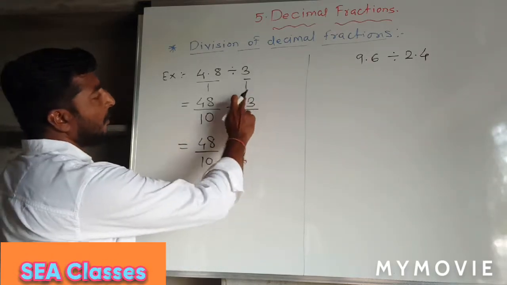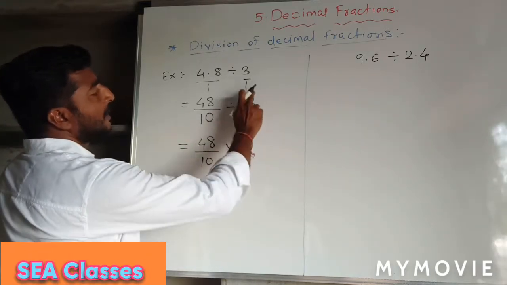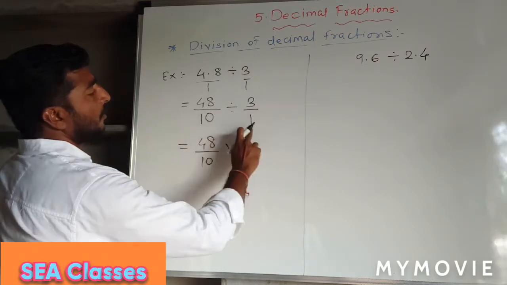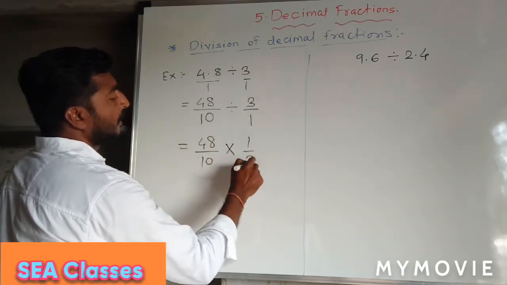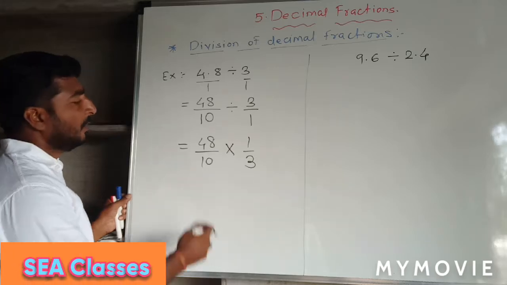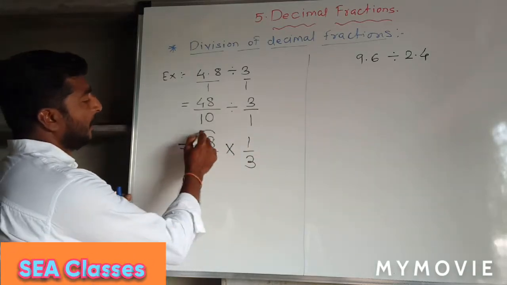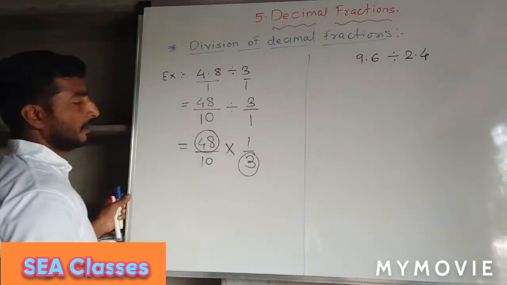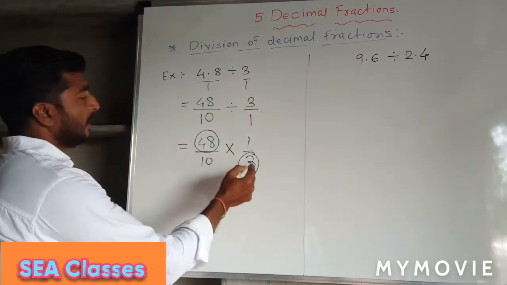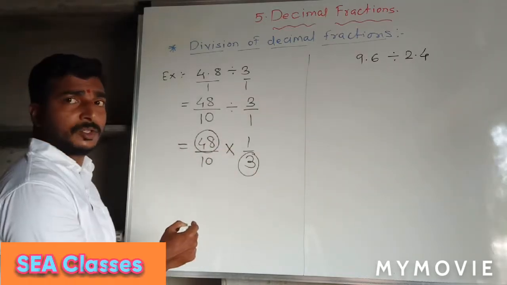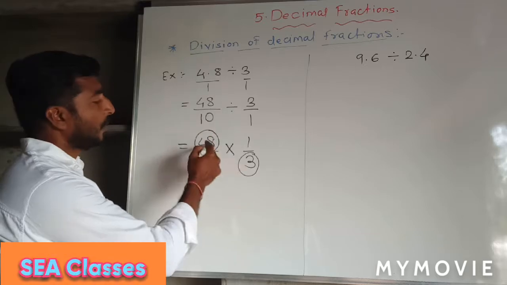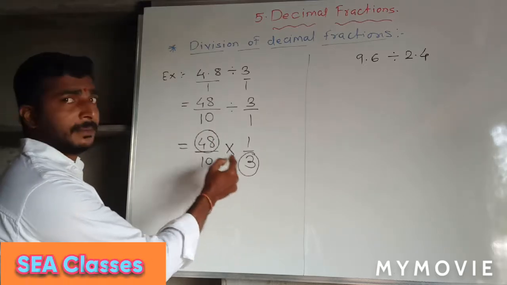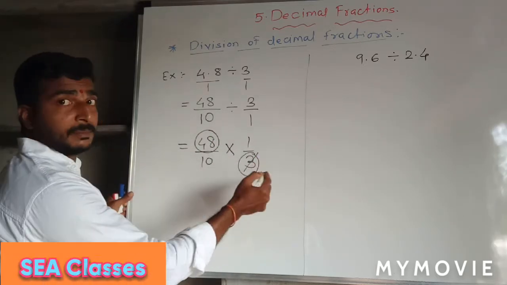And what else you have to do? You have to take the reciprocal of the second fraction. So the reciprocal of 3 upon 1 will be 1 upon 3. Now here you can see that there is a 48 in the numerator and 3 in the denominator. Since there is a 48 in the numerator and 3 in the denominator, you can do the division of 48 and 3. That means 48 will be divided by 3.